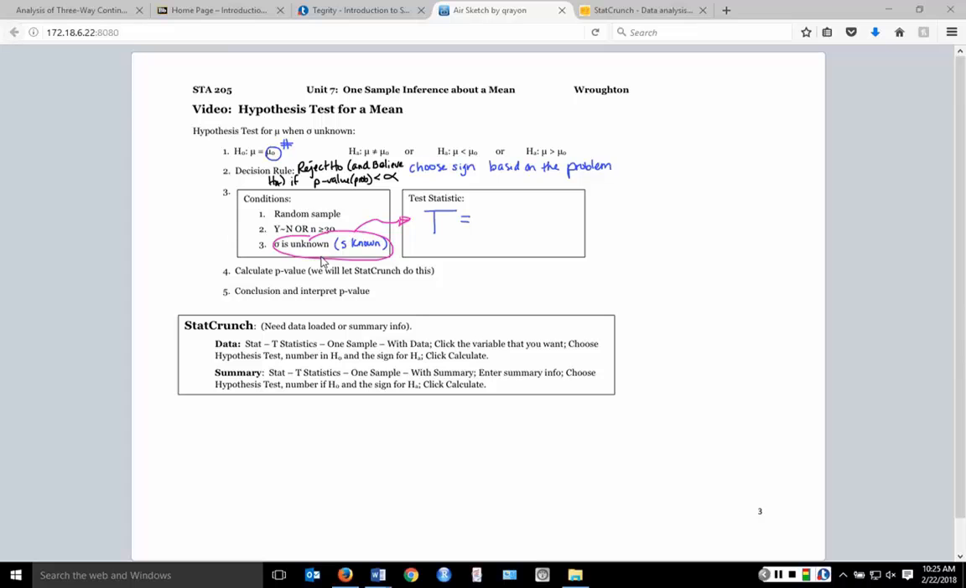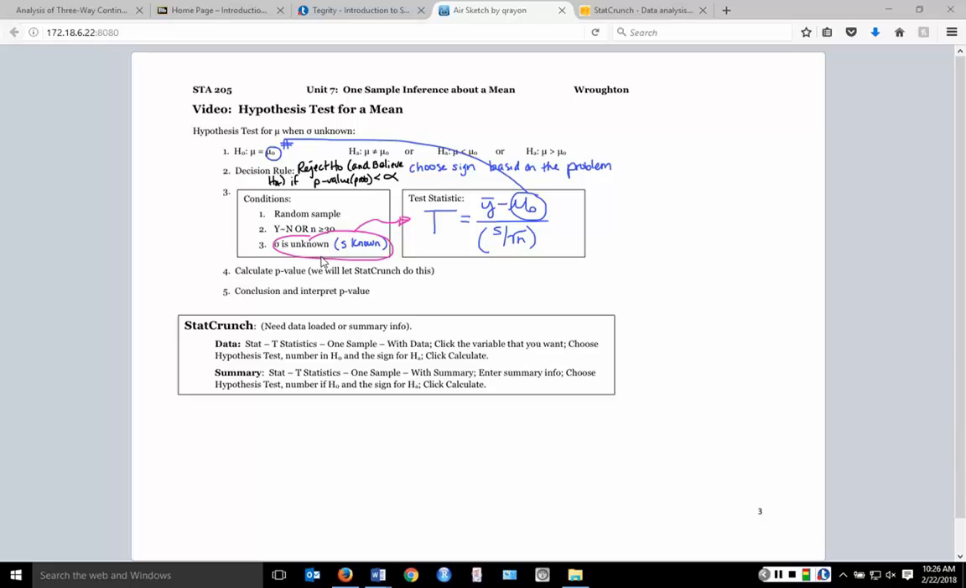How our t is calculated looks a lot like what we saw in the last video. The only difference is here on this mu, I put this little 0 on here. So that's just to remind me that whatever number is here is coming from the number I have up there as well. And then we divide that by s over the square root of n.